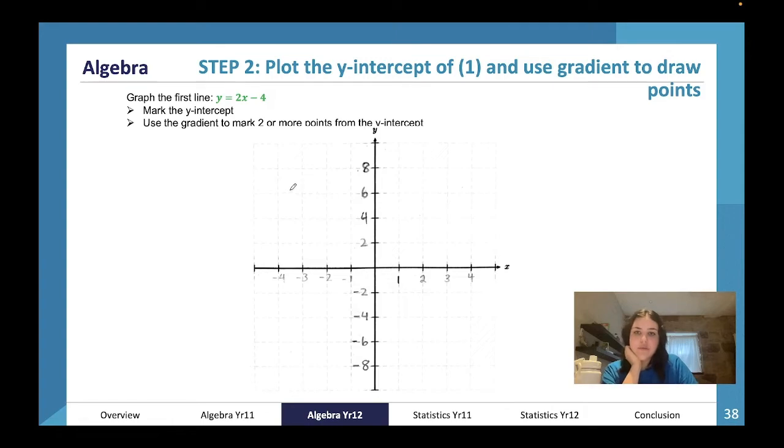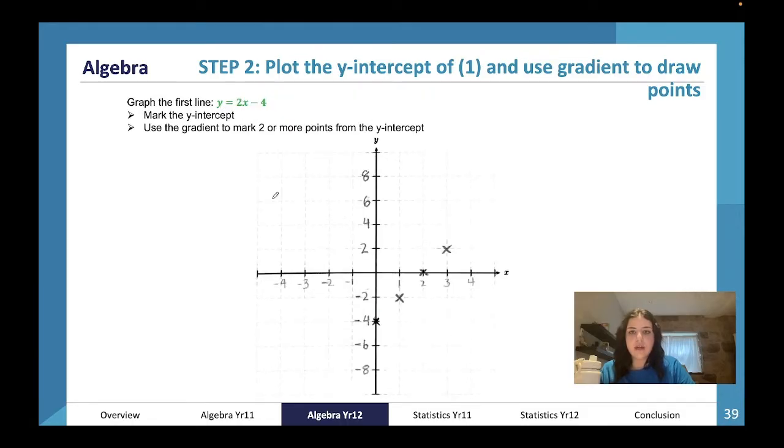Okay, so we're going to graph the first line, y equals 2x minus 4. First thing we're going to do when we graph a line, which part is the y-intercept? Y equals mx plus b. Negative 4 is the y-intercept. Now we're going to use the gradient to mark 2 or more points from the y-intercept.